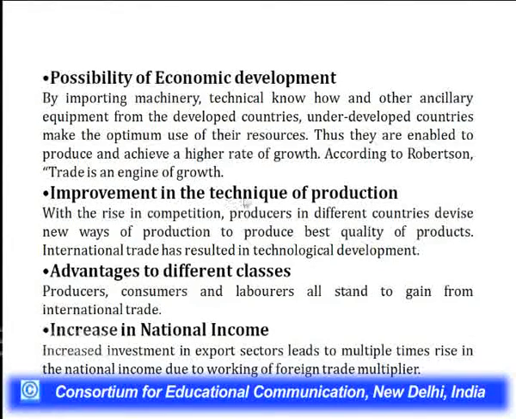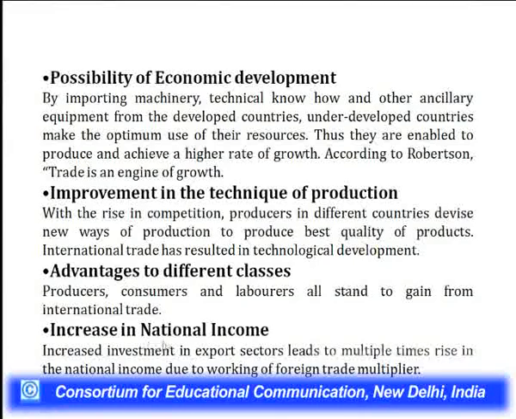Improvement in the technique of production. With the rise in competition, producers in different countries devise new ways of production to produce the best quality of products. International trade has resulted in technological development. Advantages to different classes: producers, consumers, laborers, all stand to gain from international trade.